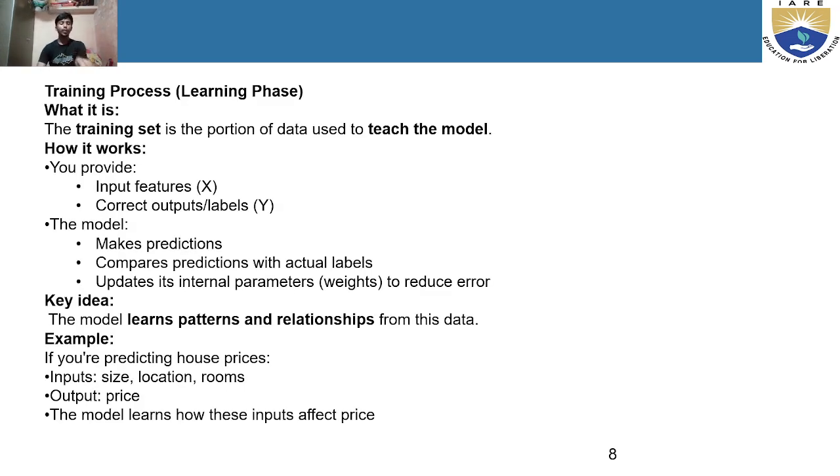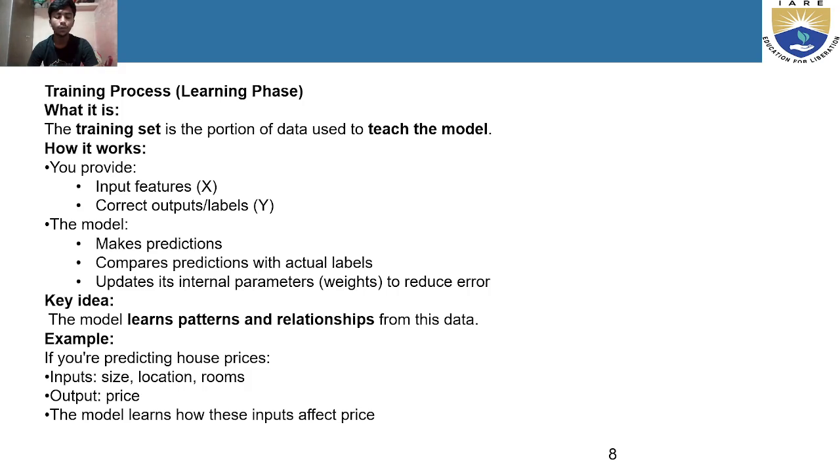Now we come to know about the training process. The purpose of the training set is to teach the model. The process is that input features are fed into the model. The model predicts output. The prediction is compared with the actual label. Error is calculated using a loss function. Model parameters are updated to reduce errors. Common algorithms used are linear regression, decision tree, neural networks.